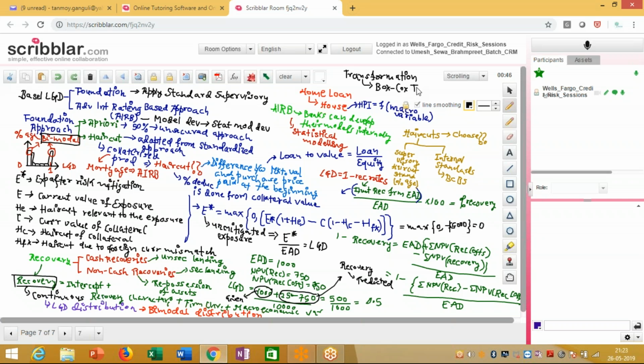I'll take a pause here for the day. I will not move ahead. I'll start Box-Cox transformation and the concept of normality in LGD from the next discussion. We'll require two more sessions talking about the transformations, and then we'll spend 2 to 3 sessions talking about the different modeling methodologies, and then we'll see how a model is developed.